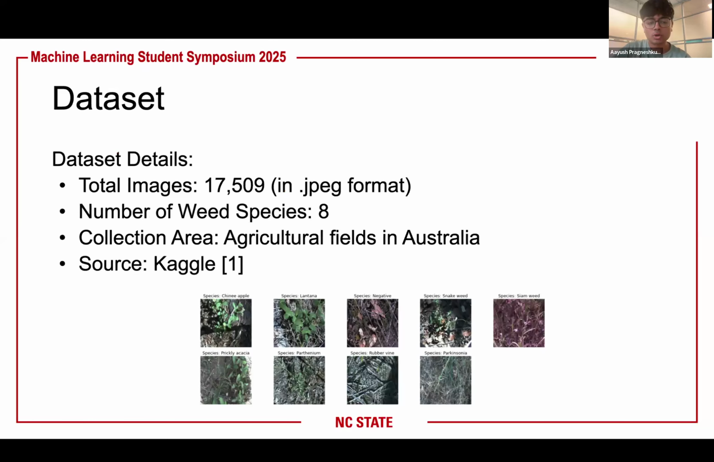So for this project, the data set which we chose had roughly 17,000 images. There were a total of eight types of species. So the task was multi-class classification, and the images were collected in the field of Australia, and the data set which we obtained was from Kaggle.